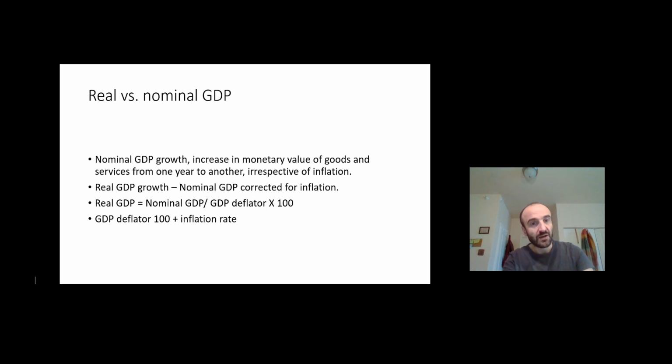So this formula reflects this basic insight here. It says if nominal GDP increased by a certain amount, you then divide that by the GDP deflator, which is calculated as 100 plus the inflation rate. 100 is the price level in the previous year. So let's say that you want to calculate an increase in real GDP between 2019 and 2020. So how do you do that?